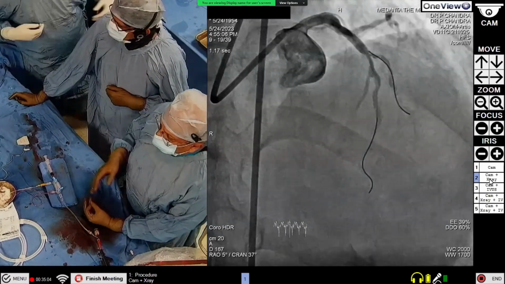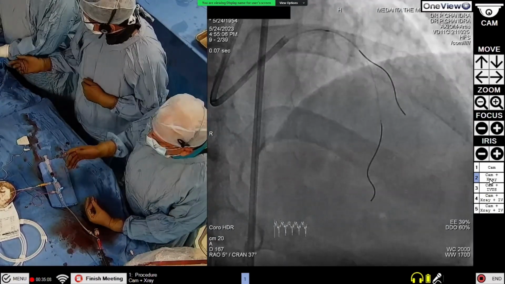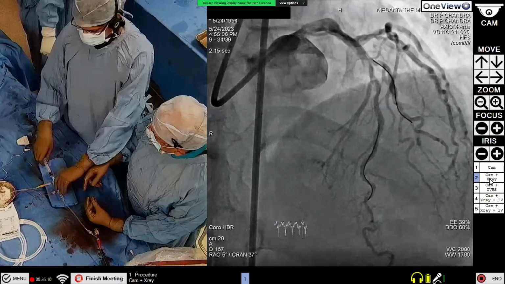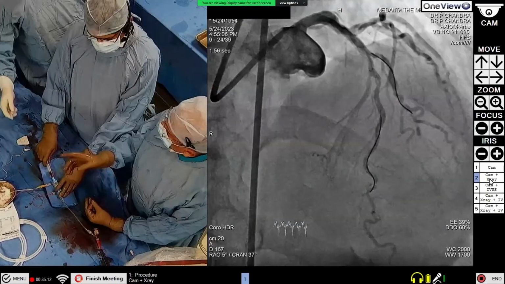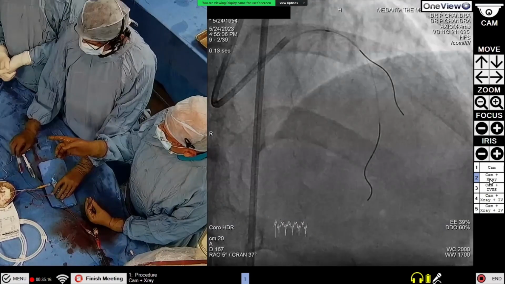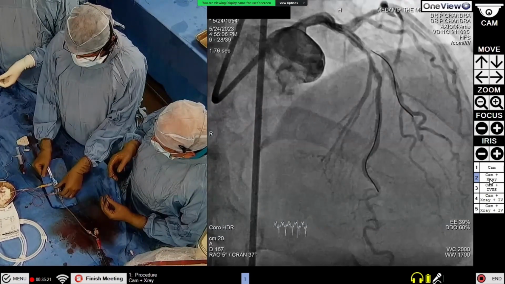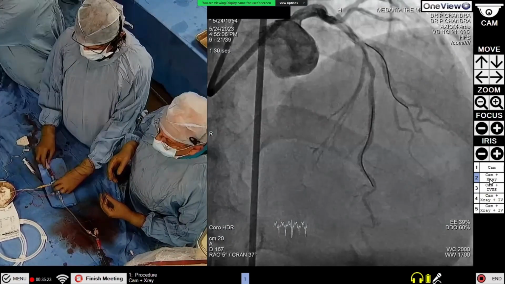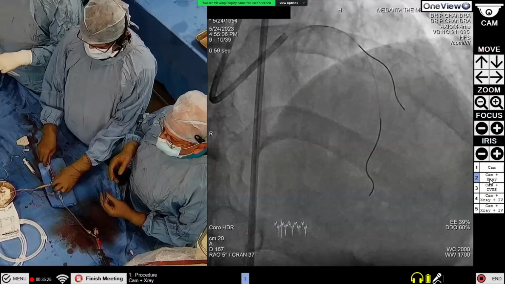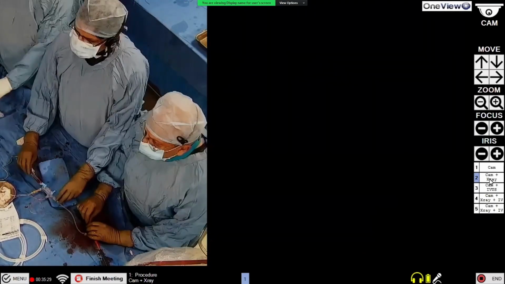So both the arteries are doing well. There is no compromise in flow anywhere. We can give some nitro, please. Shall we give some nitro? Yeah. I'm going to keep it back. Diagonal.